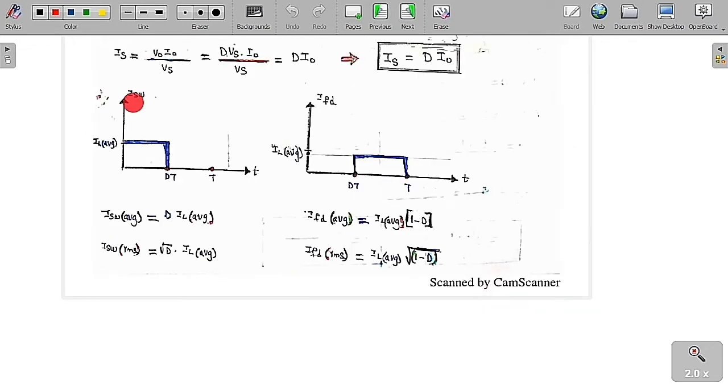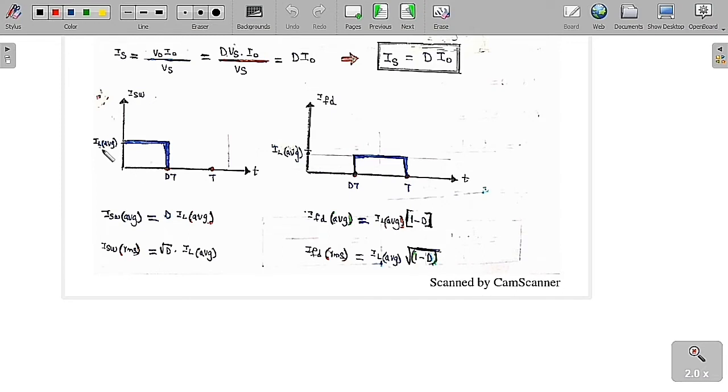See, the switch is on only from 0 to T on, and T on is nothing but dT. During the T off, the switch is open, so the switch current is equal to 0. Whatever the inductor current is, the same current flows in the switch also.